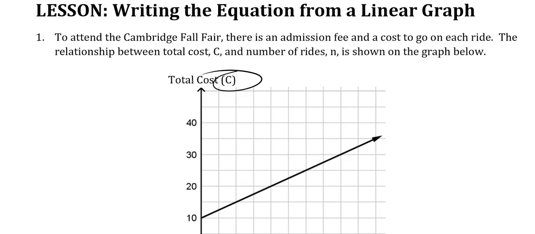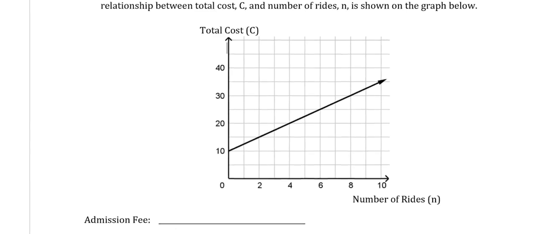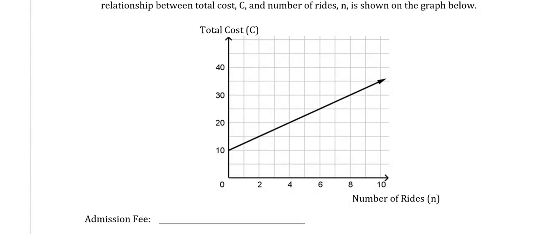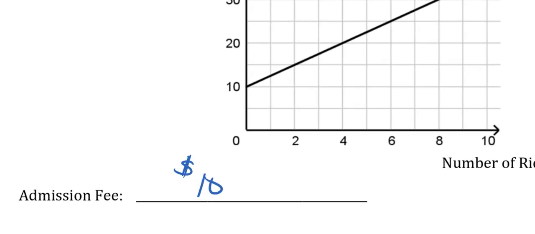Okay, the relationship between total cost C and number of rides N is shown on the graph below. What is the admission fee? What do you think? How'd you get that? How did you know that was where it starts? Noah? Okay, good. Anybody want to add to that? Come on, folks. Think about it. It's kind of what we talked about, but does anybody want to add to that? How many other people thought it was $10, already had the admission fee?